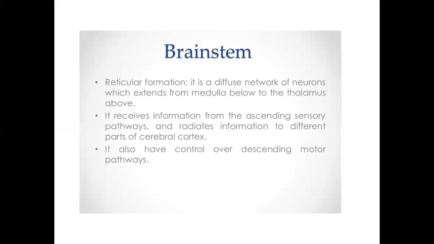The brainstem, reticular formation. It is a diffuse network of neurons which extends from the medulla below to the thalamus above. It receives information from the ascending sensory pathway and radiates information to different parts of the cerebral cortex. It also has control over the descending motor pathway.